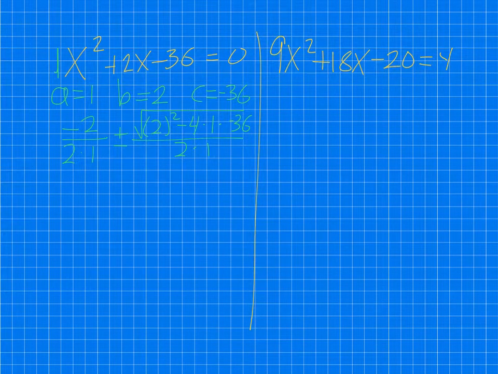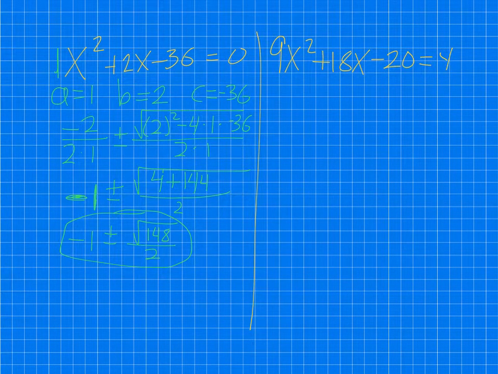The first part's going to turn to negative 1, because negative 2 over 2 is negative 1, plus or minus the square root of 4, and 4 times 1 times 36 is going to be plus 144. I think. Yeah, that sounds about right. All over 2. So we get negative 1 plus or minus the square root of 148 all over 2, and you can leave your answer like that if you'd like.